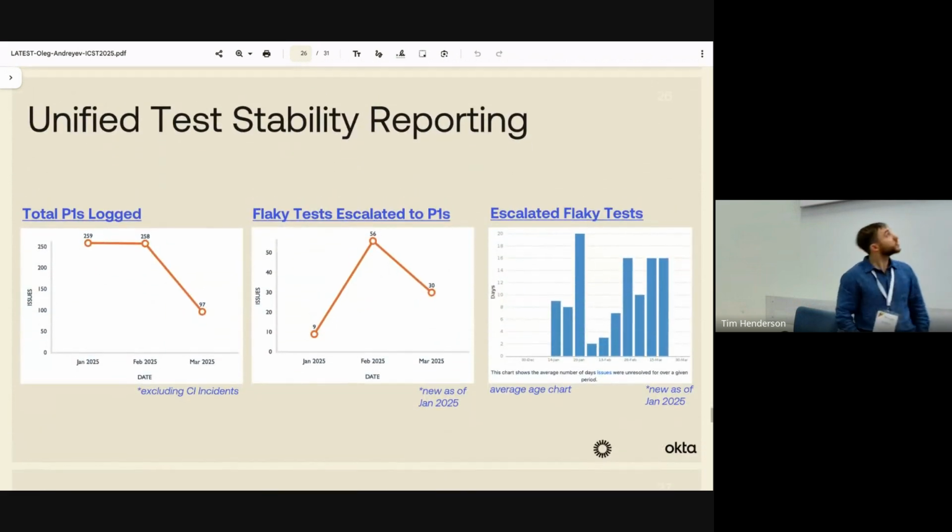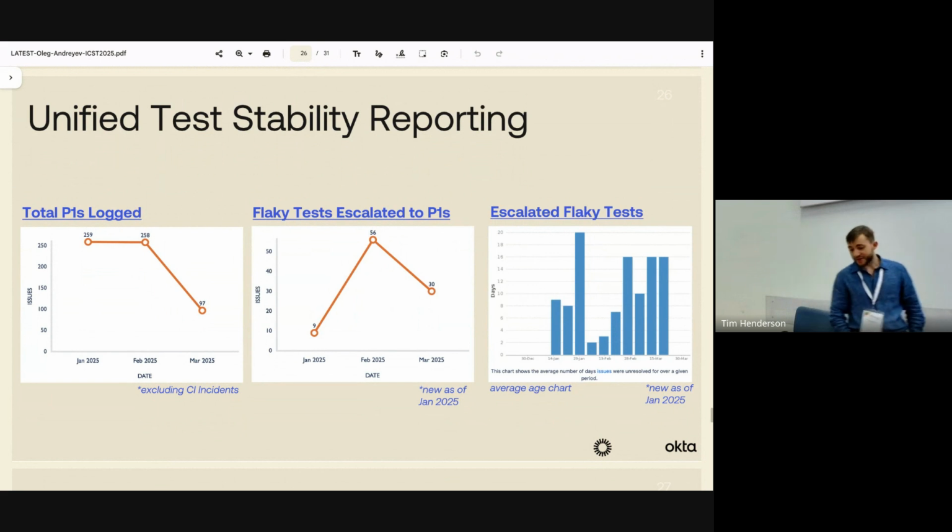So how many urgent flaky tests were logged? That's kind of obvious.